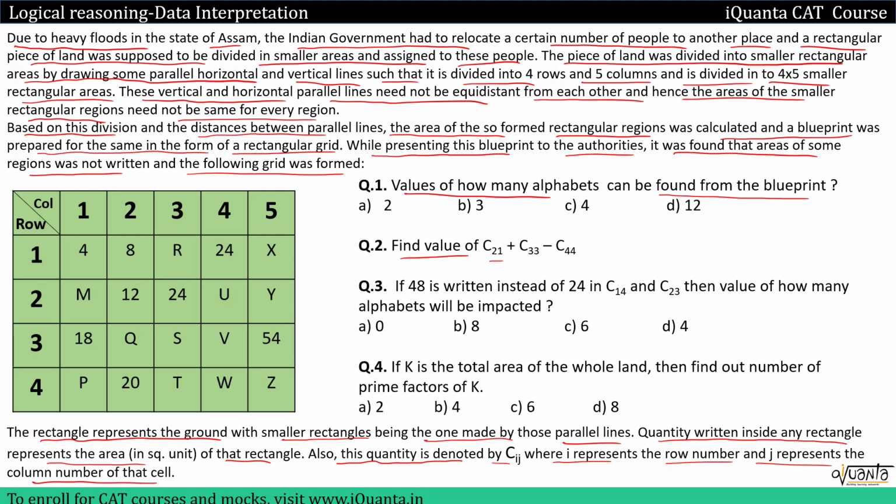Next one is, find the value of C21 plus C33 minus C44. Then, if 48 is written instead of 24 in C23, then the values of how many alphabets will be impacted. Okay. Last one is, if k is the total area of the whole land, then find out the number of prime factors of k. So the ultimate goal here is to find out the values of all these alphabets and the area of this whole rectangular region. Then we can answer these questions.